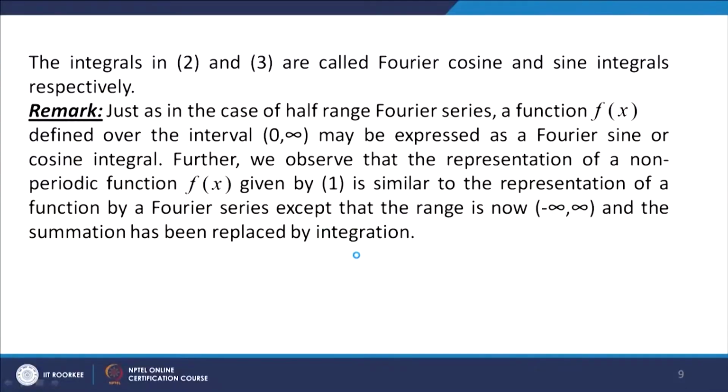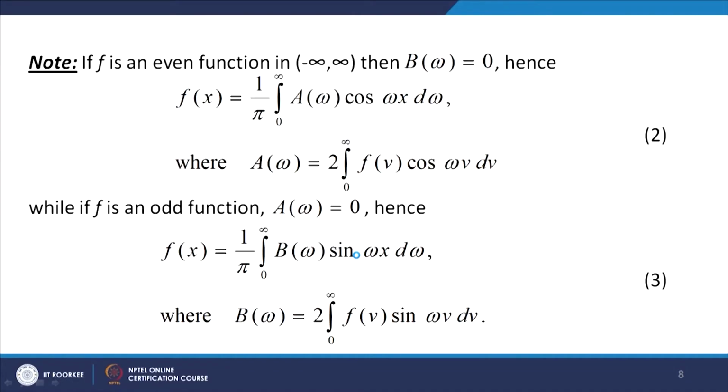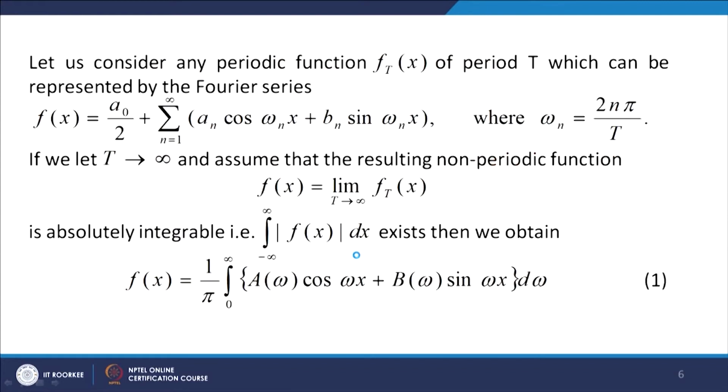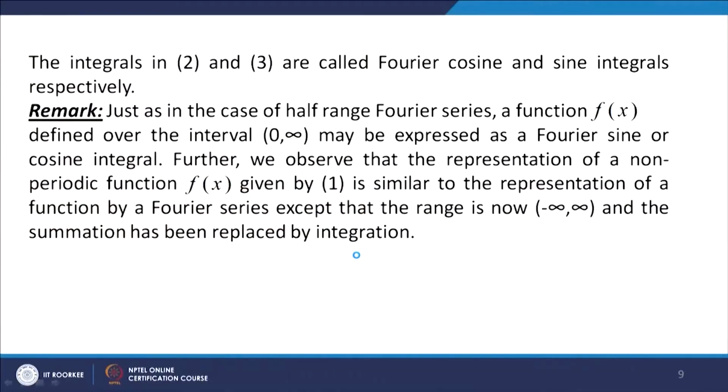Here we notice that the representation of a non-periodic function f(x) given by equation 1 is similar to the Fourier series representation of a periodic function f. Here also you can see we have a(omega) cos omega x and b(omega) sin omega x, like in the case of Fourier series, but there we have summation and here we have integration, that is the difference. So the range is now minus infinity to infinity, and the summation has been replaced by integration.